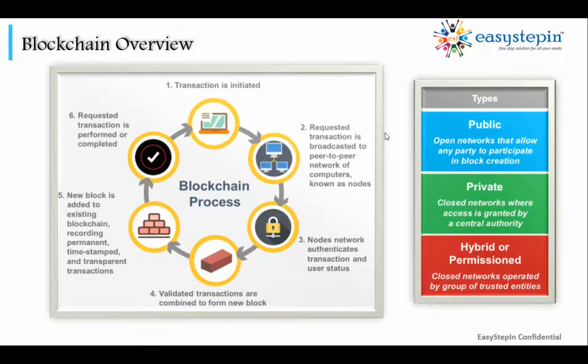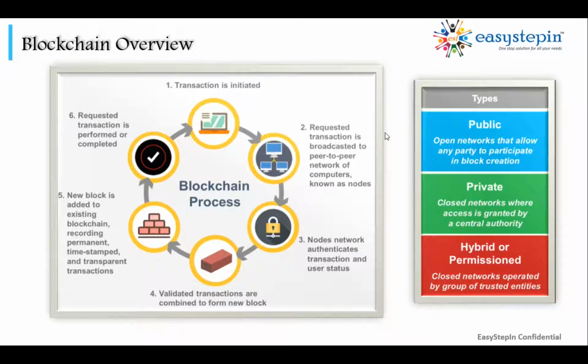We have different types of blockchains. The first one is public blockchain. Public blockchain is an open network that allows anyone to create blocks. The second one is private blockchain. Private blockchain is a closed network that allows only authorized people to create blocks. The third one is hybrid blockchain, which is a closed network maintained by a group of people or communities.